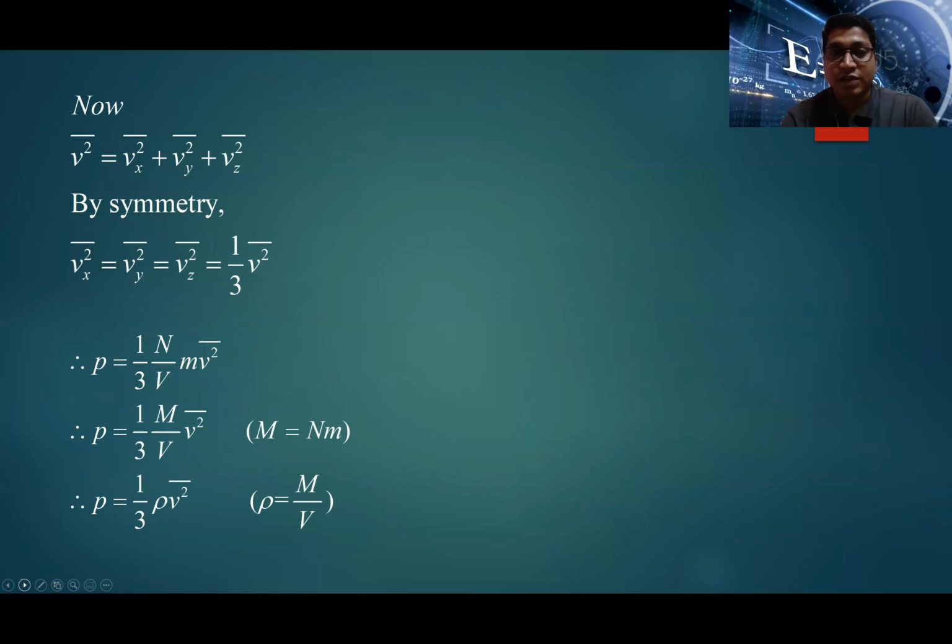Okay, so in symmetry, which we have discussed in our previous slide, we say that v square is nothing but equal to vx square plus vy square plus vz square. How is this going to happen? We know what v is. V bar is nothing but vx bar plus vy bar plus vz bar.